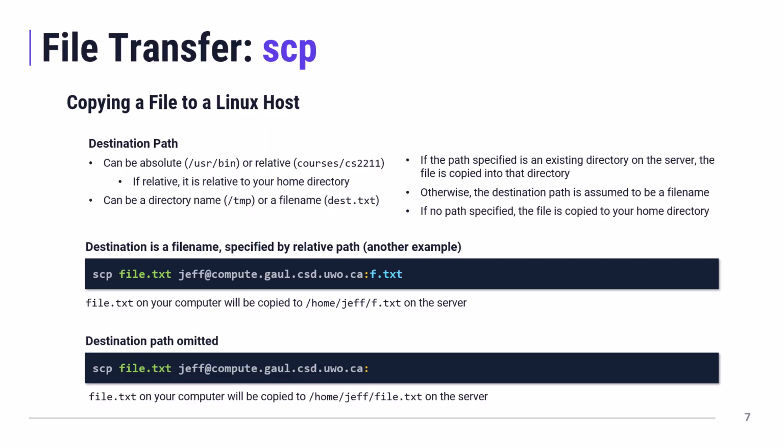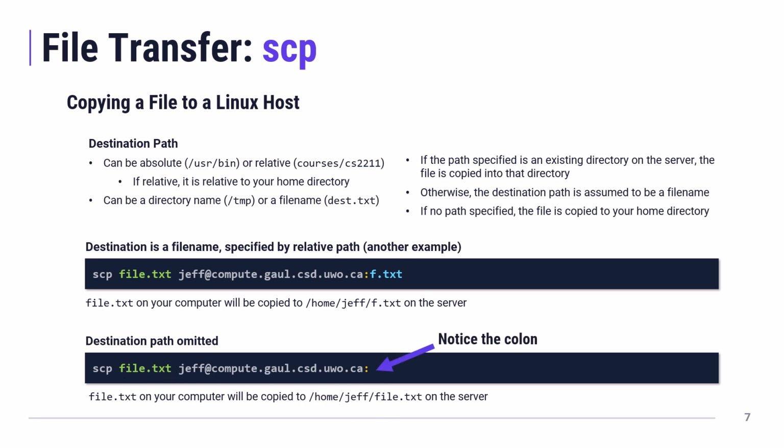Okay, just a few more examples here to drive home the point. So again, if I do not specify an absolute path, it will be relative to my home directory. So in our first example here, if I specify simply a file name, just after the colon, it is going to upload it into my home directory under that file name. So it'll be /home/jeff/f.txt. And of course, if I do not specify any destination path at all, I just have a colon, then it will be uploaded into my home directory under the same file name, file.txt.